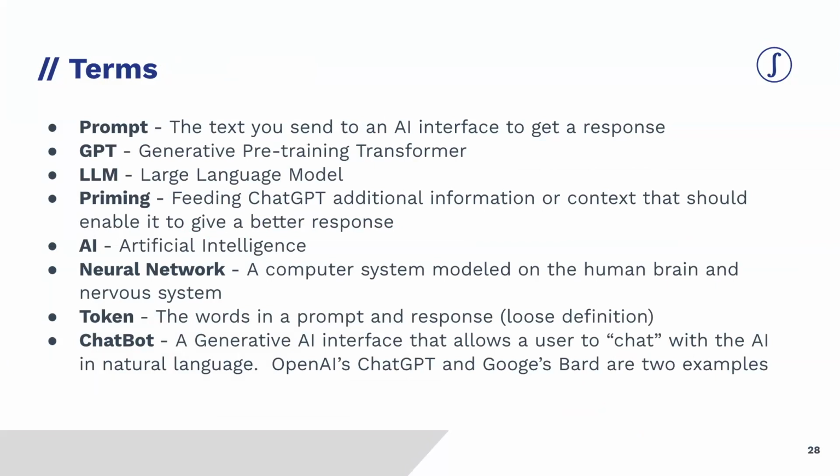Now, I say loose definition here because if you put an emoji in your request, an emoji might be a token. If you have numbers and other data, those get interpreted different ways as tokens, but generally a word or a number or a phrase or an emoji or whatever generally is considered a token. And it's not incredibly important for the chat interface, but when you get into using the API, it's definitely more important. And then we have the chatbot. What is a chatbot? It's a generative AI interface that allows a user to chat with the AI in a natural language. And OpenAI's ChatGPT and Google's Bard are 2 examples of that. I kind of made that description up on my own, but I think it's fairly representative.